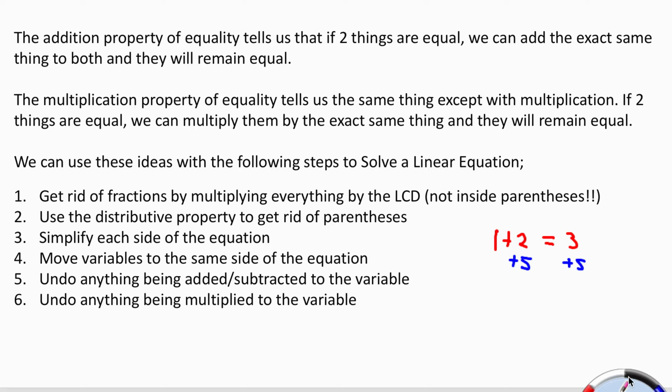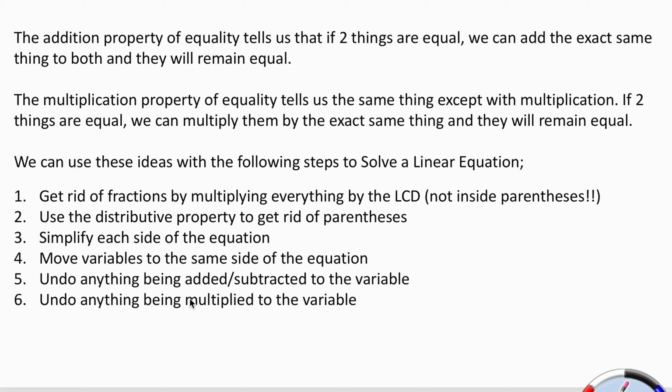Same thing for the multiplication property of equality. I can multiply both sides by the same thing. So once again, if I wanted to multiply by 5, as long as I do the same thing to both sides, this is basically saying 5 times 3, right? And 3 times 5. All right, so we're going to use those ideas to make equivalent equations step by step.